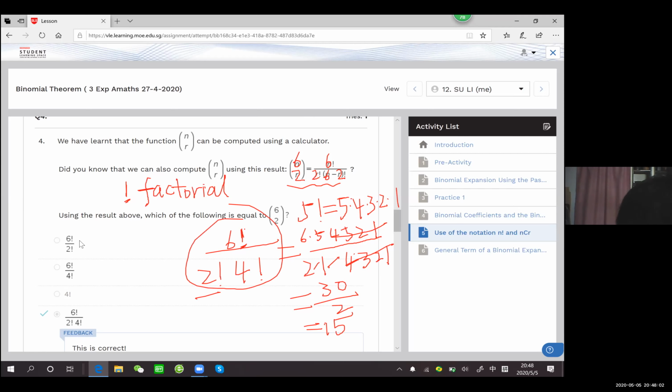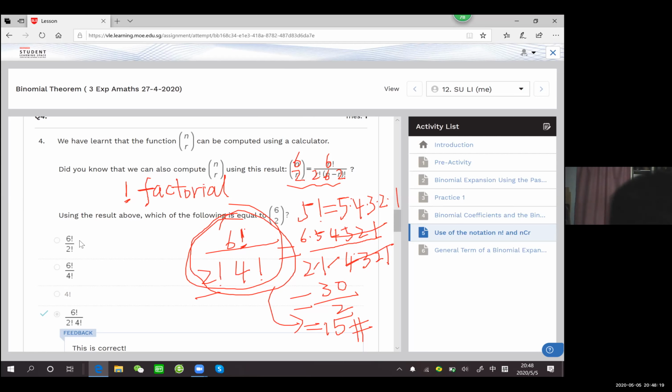But actually, I only simplify it to 15 already. That means, if they want you to simplify, then you get this. If they want you to have the final answer, then it's 15. Okay? So that means I explain further than this question.